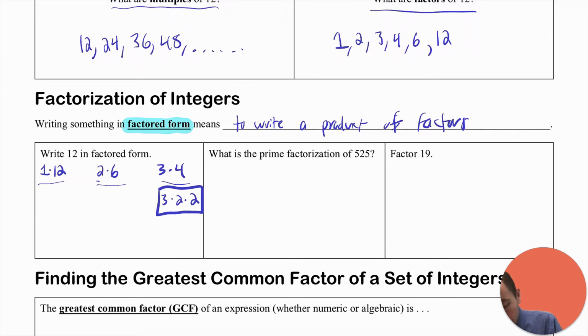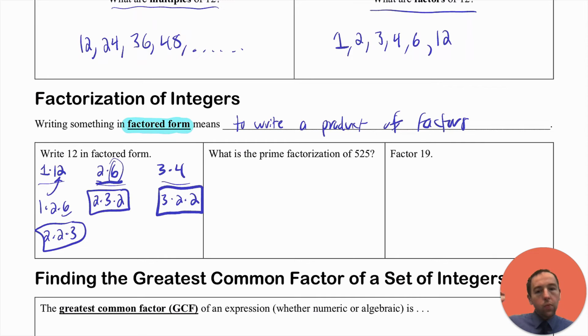So the same thing would happen with the 2 and the 6, because we know that 6 is 3 times 2. You get 2 times 3 times 2. And then if you did the 12, you could do 1 times 2 times 6, but then that 6 is 2 times 3, so you'd have 2 times 2 times 3. So no matter what, when you break it down, it's ultimately going to always break down to the same product of factors.